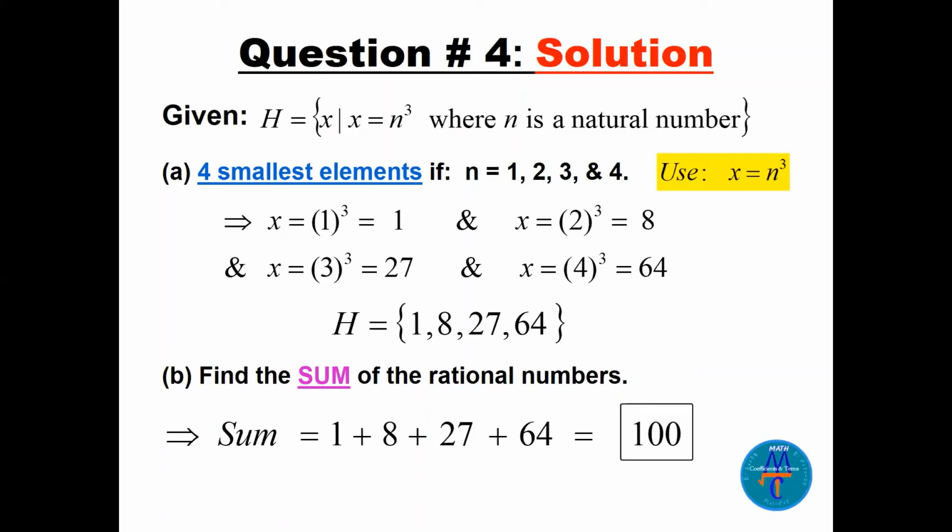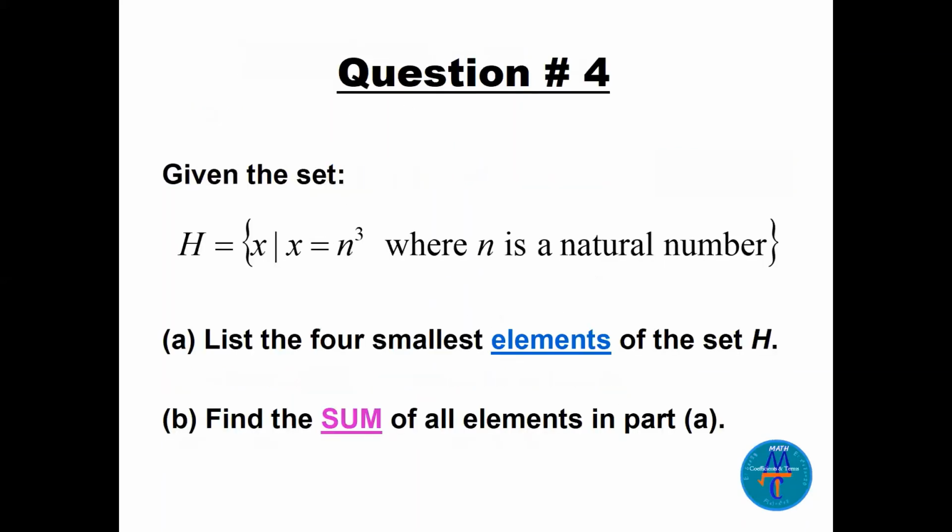Now here I put in details: H is the set of x such that x is equal to n cubed, where n is 1, 2, 3, 4. Every time I take n, I put it in the equation x equals n cubed. So 1 cubed, 2 cubed, 3 cubed, 4 cubed. You see why cubed? Because it's in the question. Look here, this is the given, H: x equals n cubed. So you take the natural number and then you cube it.